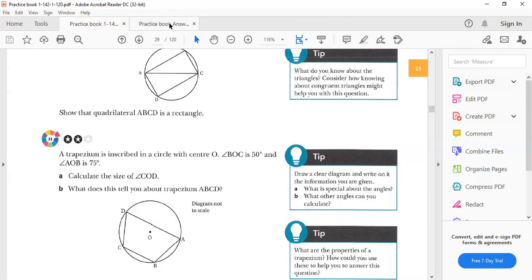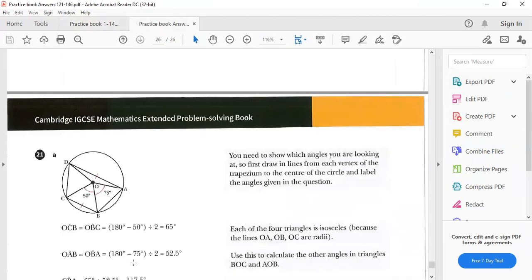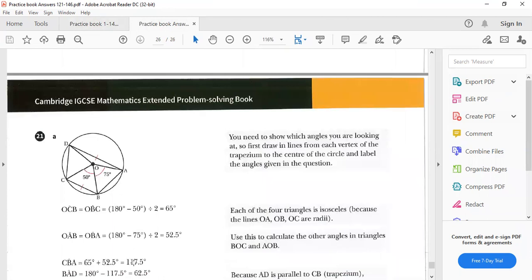Let's see. Look at it. If this one is 75, this one is 50. So what is the angle of this one? What we need to do here is just subtract this off. So the total, we know, is equal to 180 degrees.